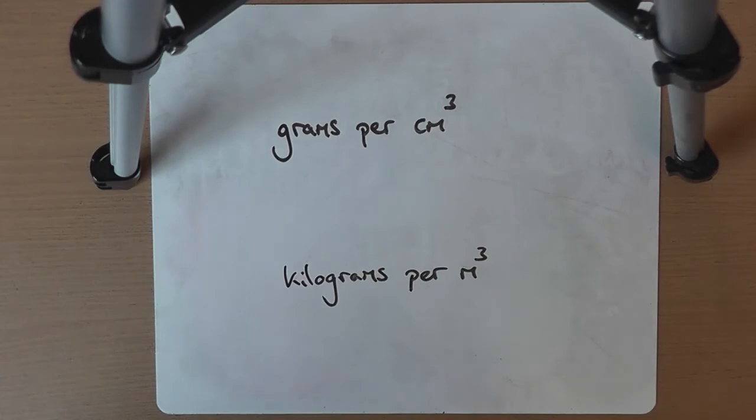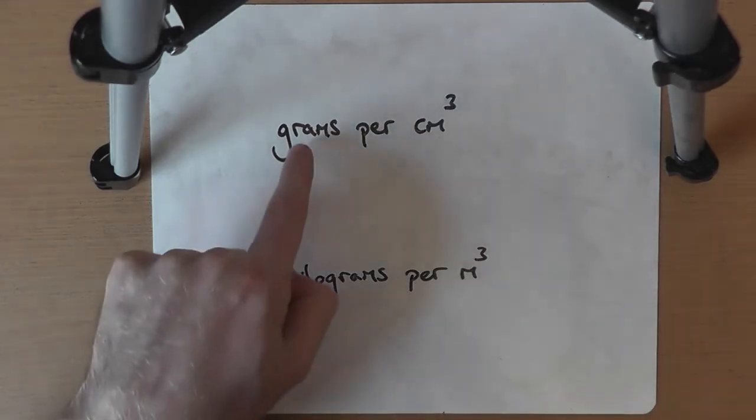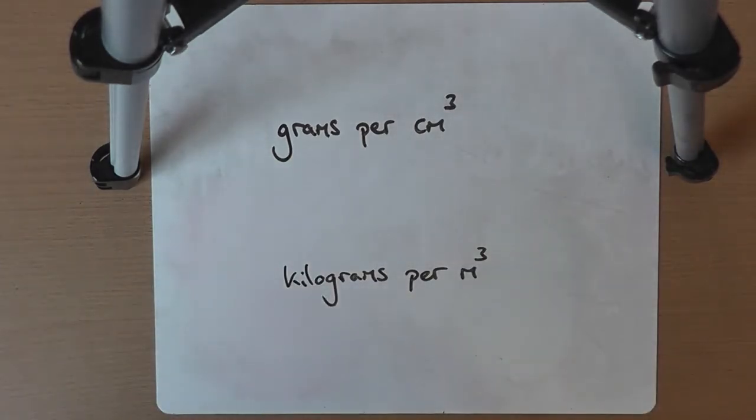Well, remember, the definition of density is the mass per 1 unit of volume. The amount of mass, grams or kilograms, per 1 unit of volume, 1 centimetre cubed or 1 metre cubed. Grams per centimetre cubed is the number of grams for each 1 centimetre cubed. The number of kilograms for each 1 metre cubed. And there is this kind of callback to the speed units.